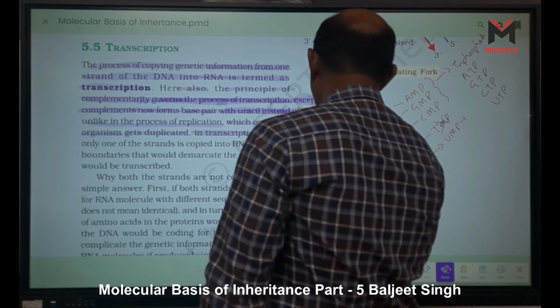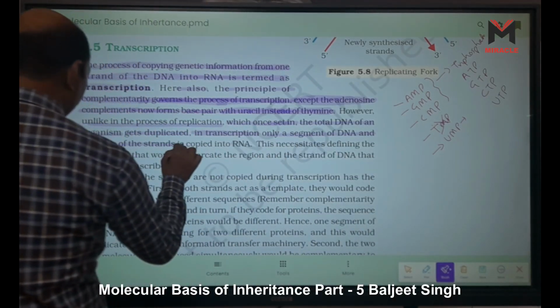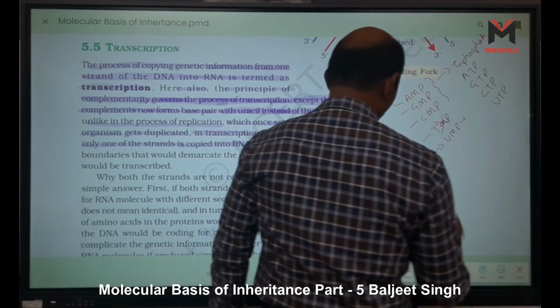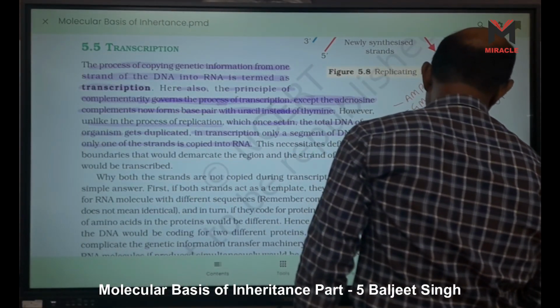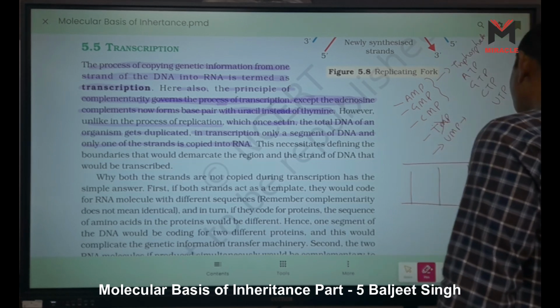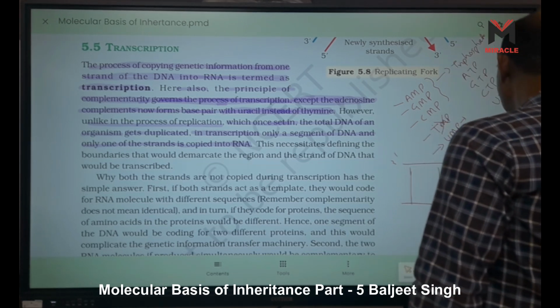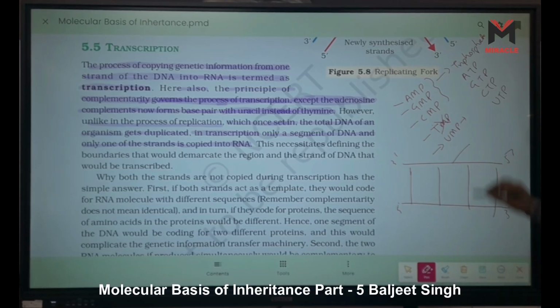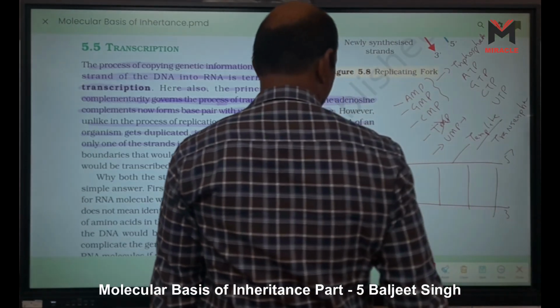Only a segment of DNA and only one strand is copied into RNA. Which strand? It is the 3'5' strand. Suppose these two strands of DNA are there, held by hydrogen bonds. This one is 3 dash 5 dash, and this one is 5 dash 3 dash. The 3 dash 5 dash strand is called the template strand, and it is responsible for transcription.